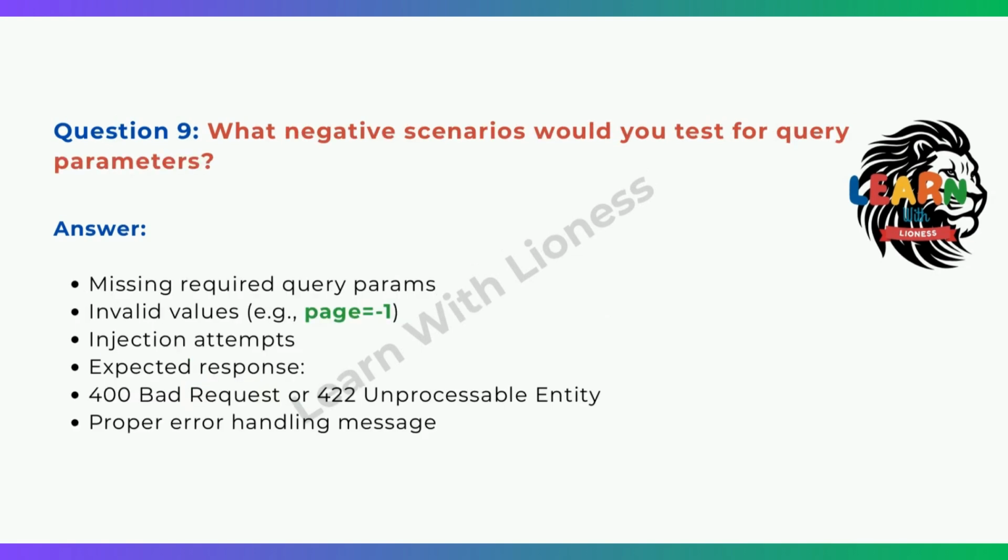Question 9. What negative scenarios would you test for query parameters? Answer. Missing required query params. Invalid values, for example, page=-1. Injection attempts. Expected response: 400 Bad Request or 422 Unprocessable Entity, with a proper error handling message.